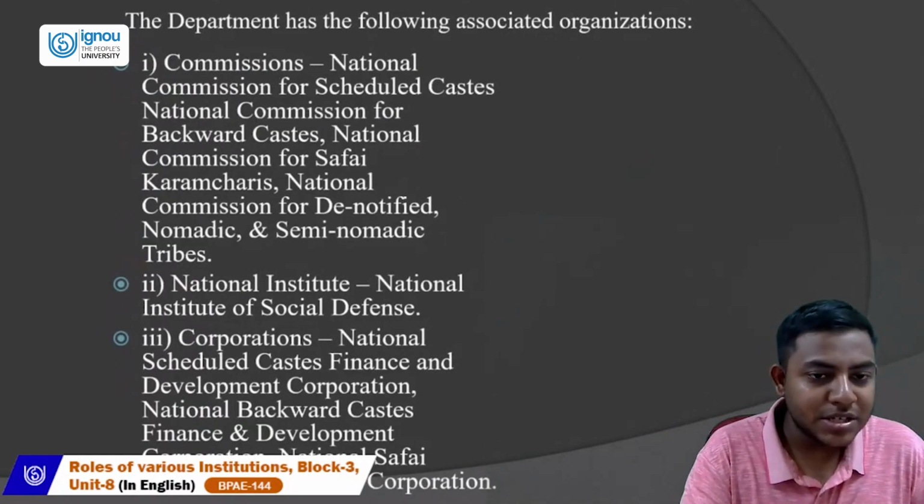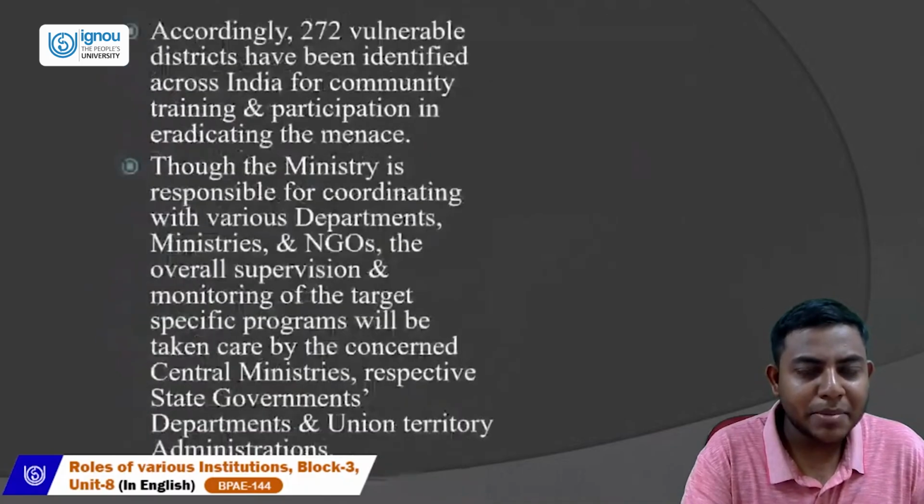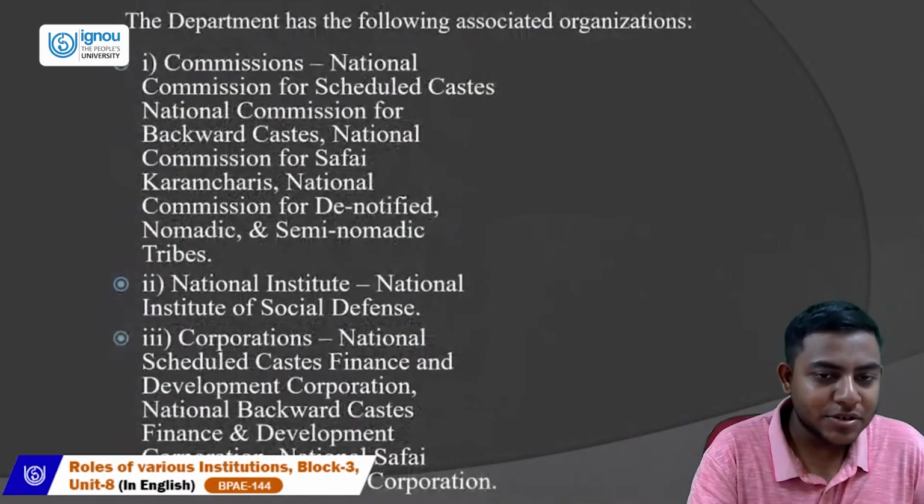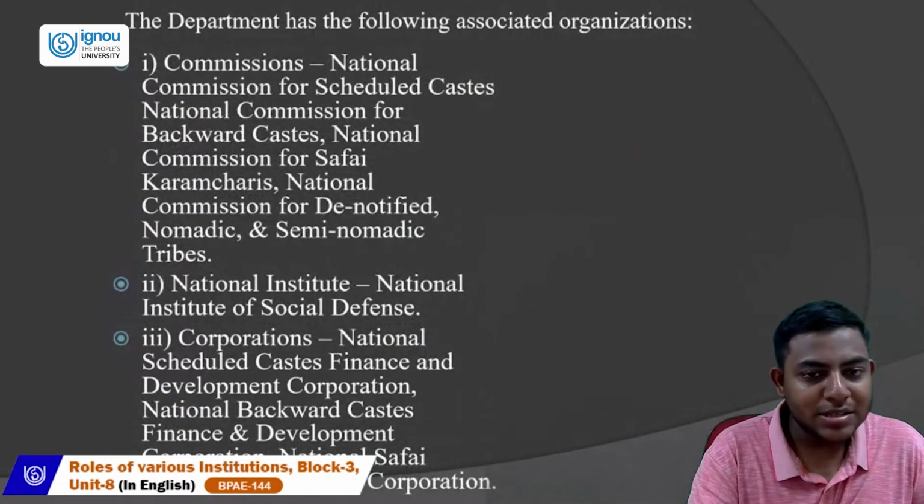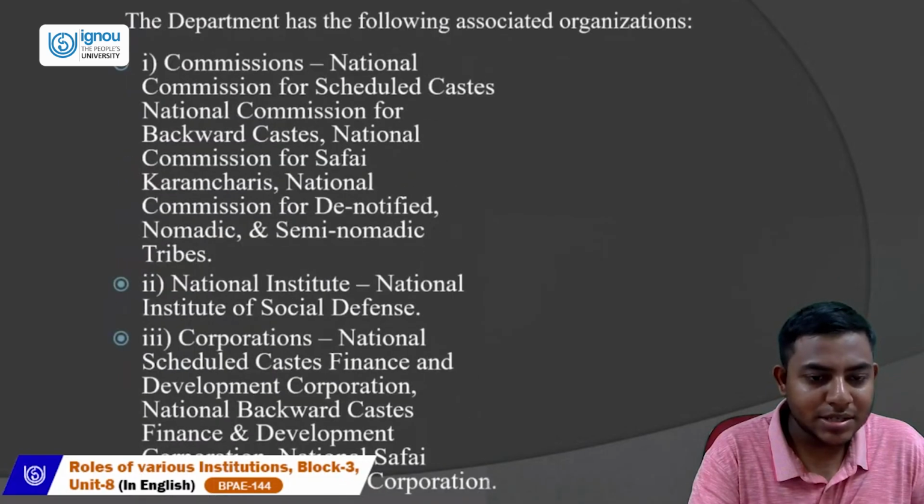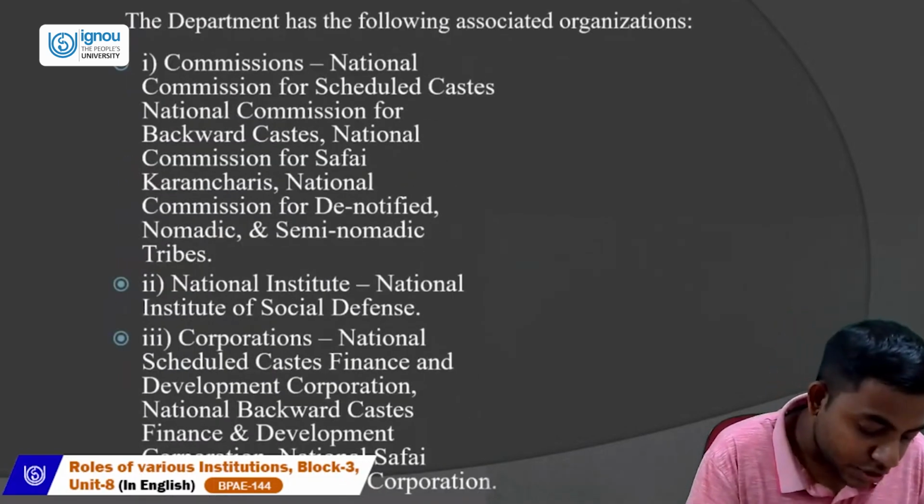So the department has the following associated organizations. There are certain commissions as well which are related to the Department of Social Justice and Empowerment. The commissions are the National Commission for Scheduled Castes, the National Commission for Backward Classes, the National Commission for Safai Karamcharis, and the National Commission for Denotified, Nomadic and Semi-Nomadic Tribes. Now there is a national institute also which is associated with the Department of Social Justice and Empowerment, that is the National Institute of Social Defence.